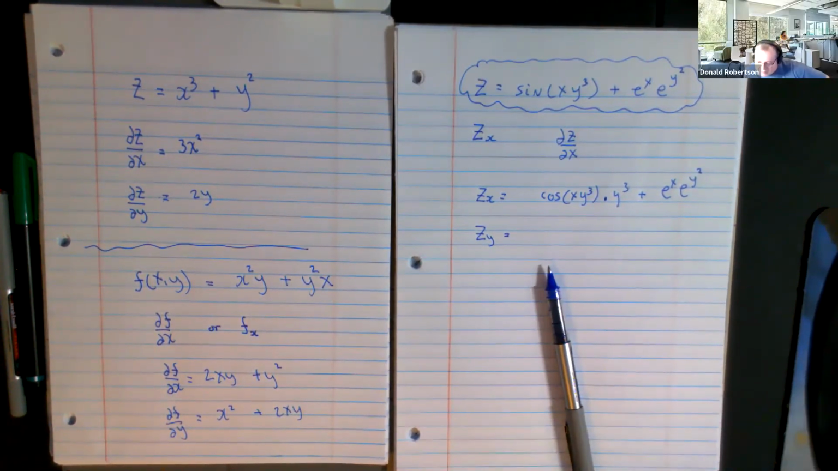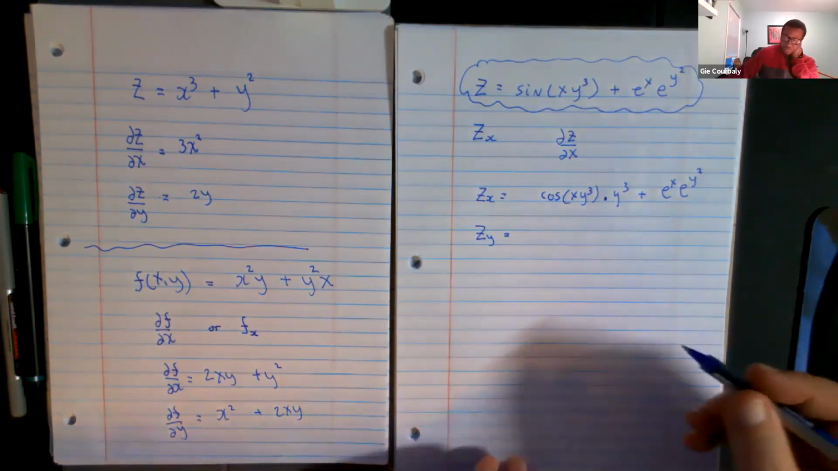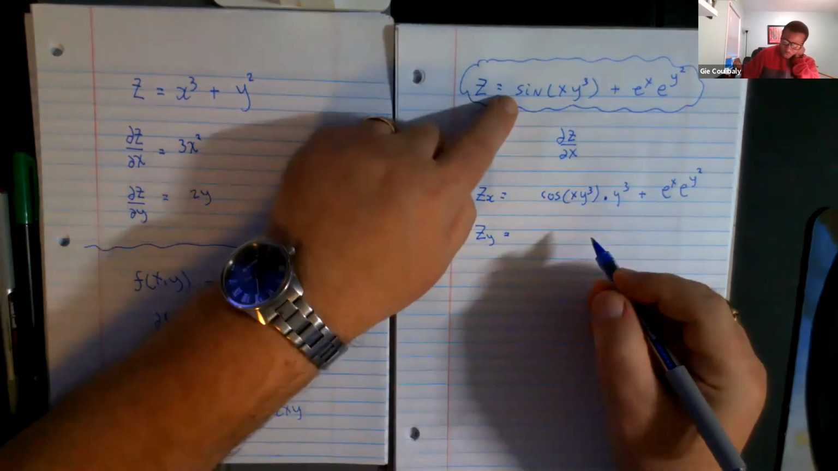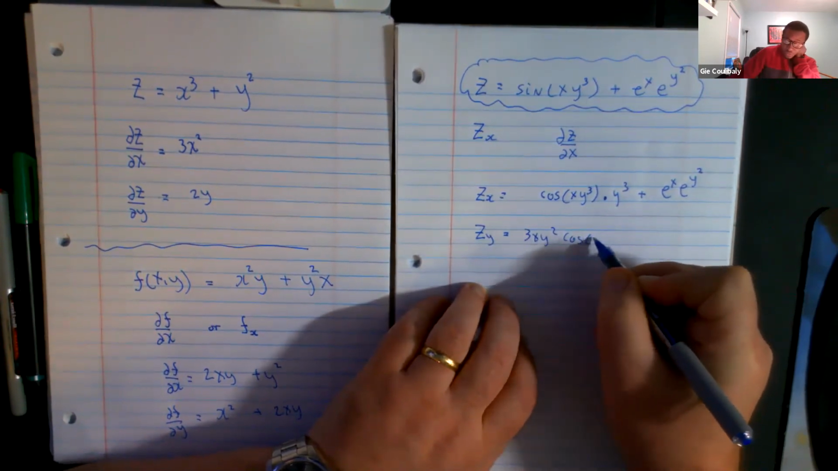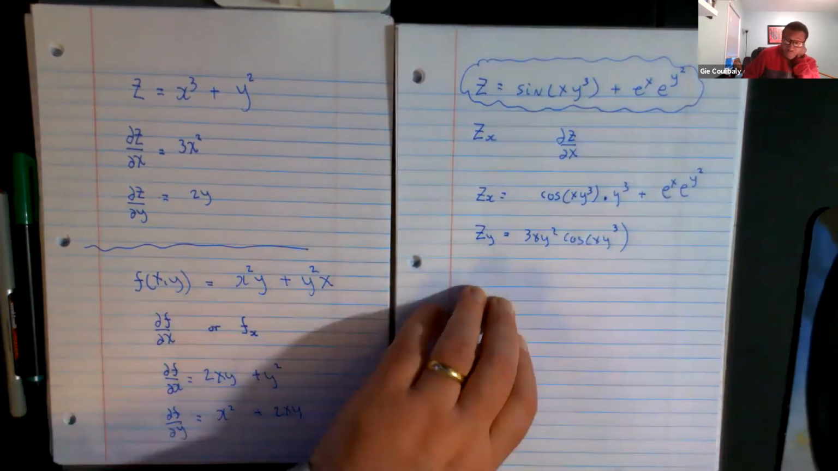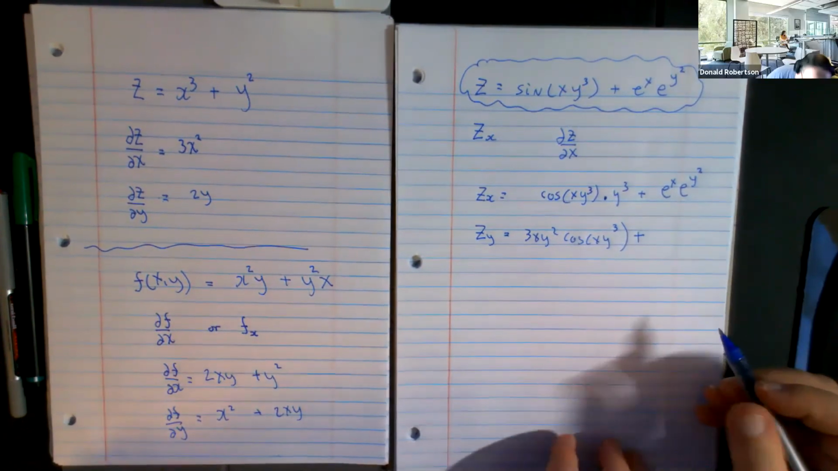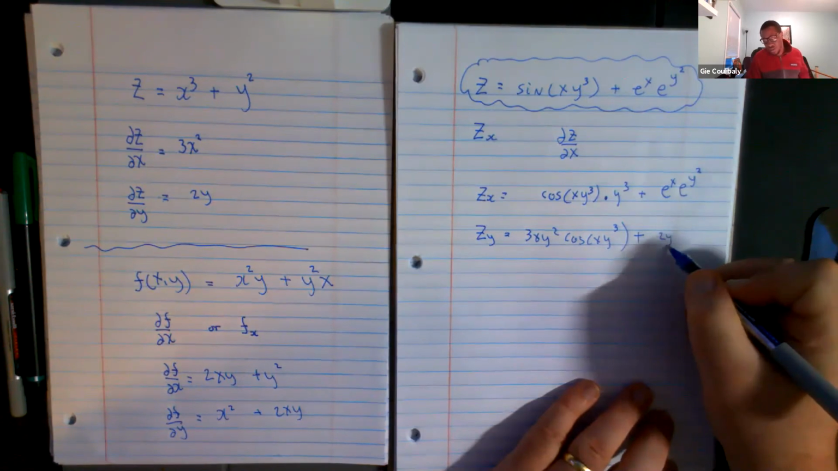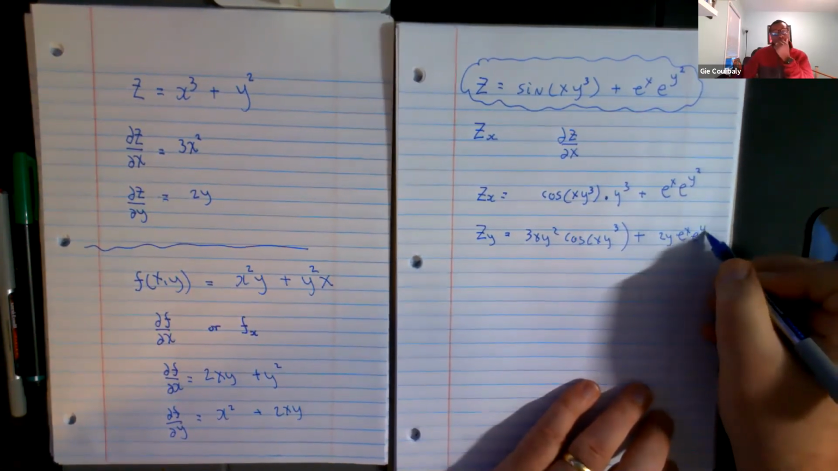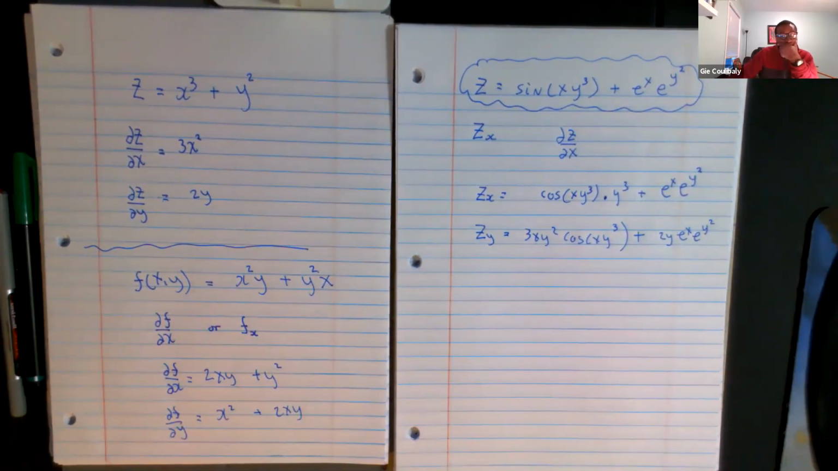Okay, everyone. Any volunteers for this fella? I got 3xy squared cosine of xy to the cube. Yep. Plus 2y e to the x e to the y squared. Hopefully you got the same, everyone.